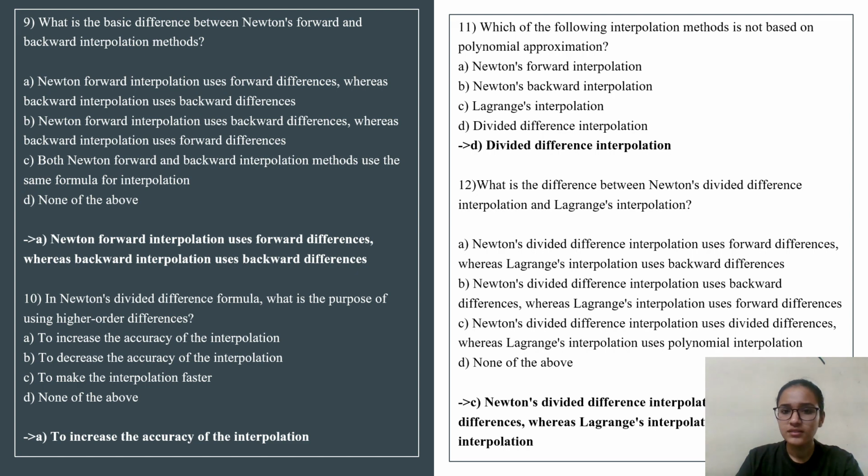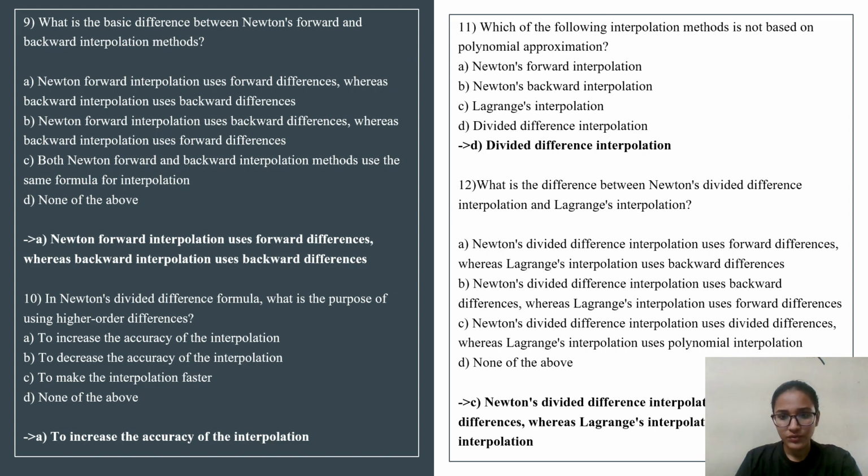Next question, which of the following interpolation methods is based on a polynomial approximation? Newton forward interpolation is based on forward differences. Newton backward is based on backward differences. Lagrange's is based on polynomial approximation too. All of them are based on polynomial approximations, and the divided difference is not. So the correct answer will be D.